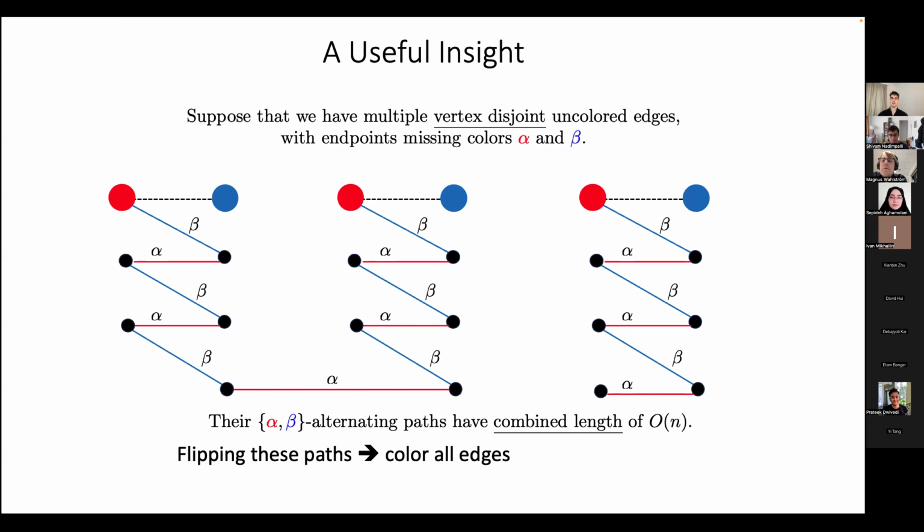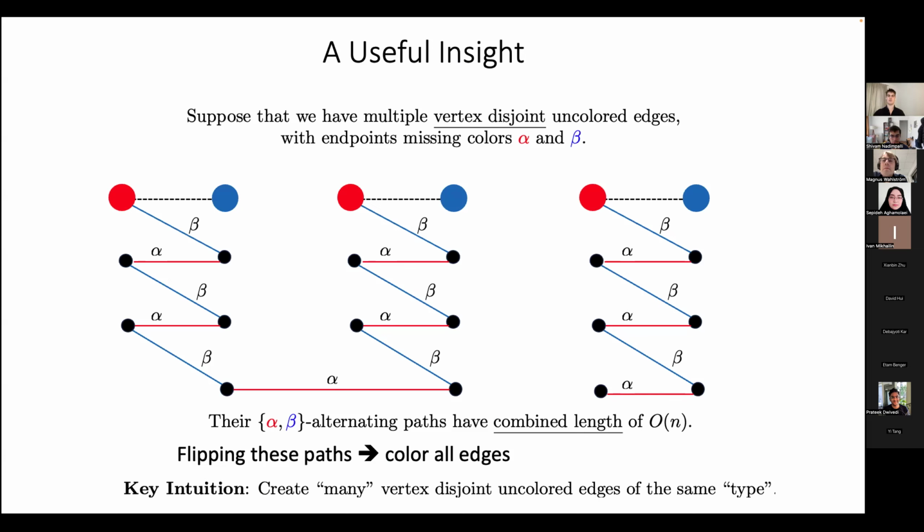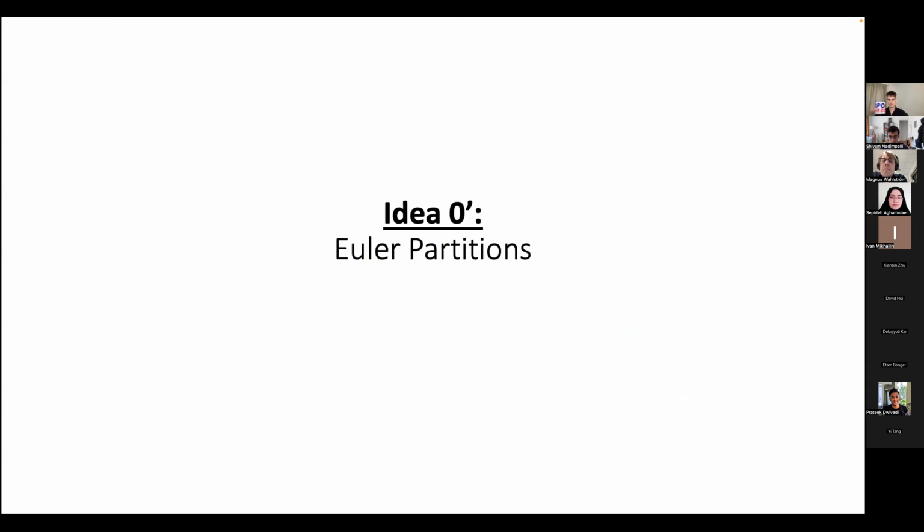And this is one of the key observations that we're going to be using in this algorithm, but I'll explain this in a little more detail later. This is just a high level idea. So we basically want to find a situation where we have lots of uncolored edges that are missing the exact same colors.